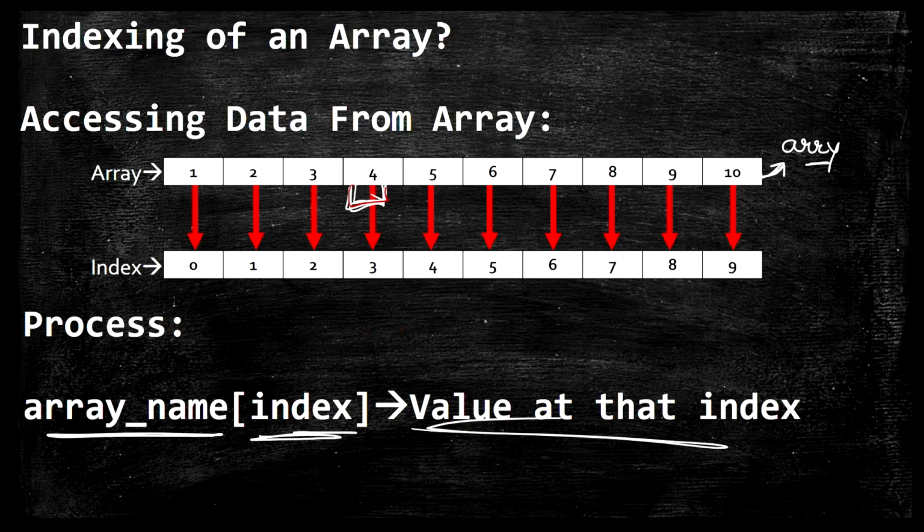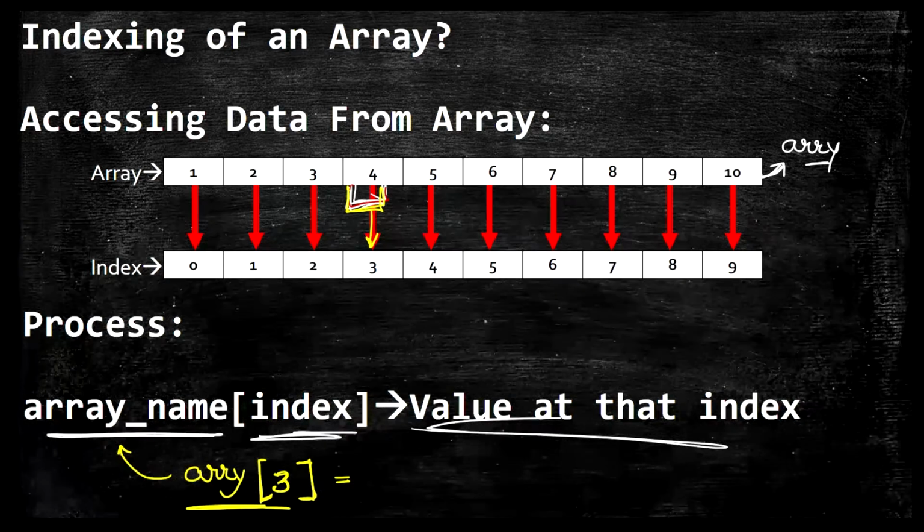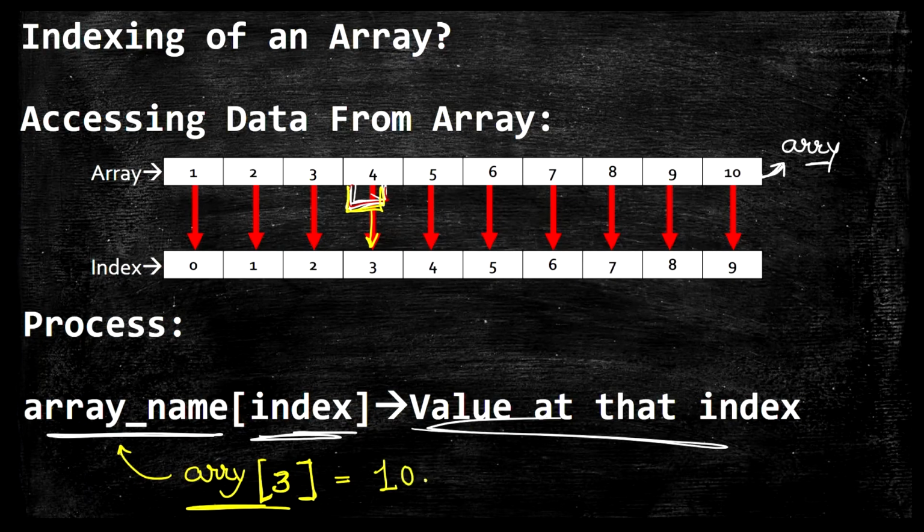I know it's not clear, so let's change it to yellow. So we'll write arr. What is arr? Arr is the array name. Here we will write the index of 4. What is the index of 4 over here? It is 3. So we'll write 3. So arr[3], and now we got the location of 4, and we will change this value to 10.